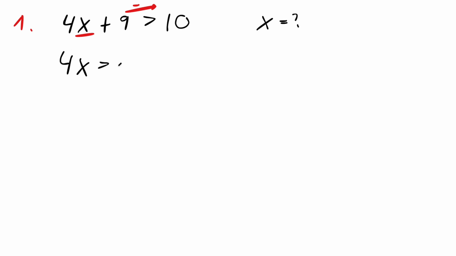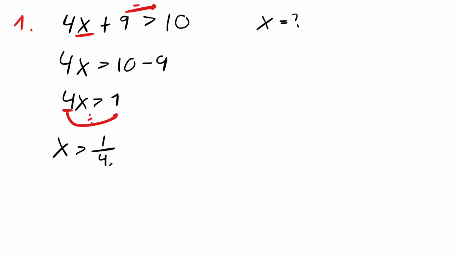For our first one, our parent statement is the following. 4x plus 9 is greater than 10. We must answer what value does x have. We plan to leave this x in this side of the inequality, and so we must pass the 9 to the other side to subtract, leaving us with 4x greater than 10 minus 9. Alright, 10 minus 9, it's 1. And so, if the 4 is multiplying, it passes to the other side to divide. x greater than 1 over 4.